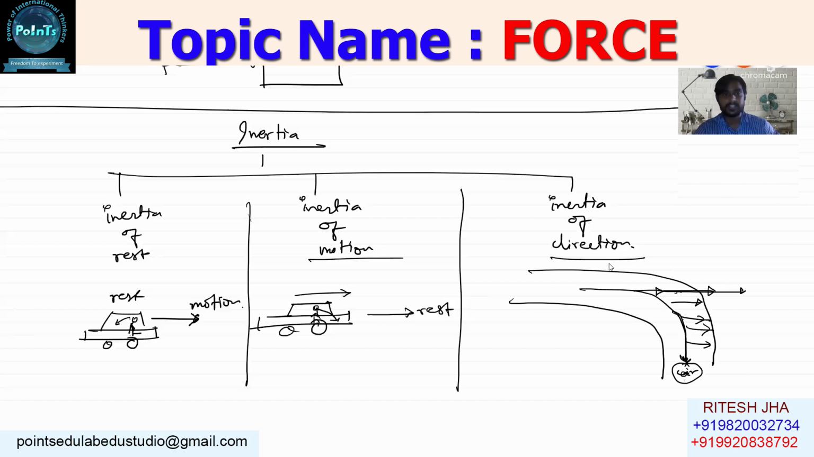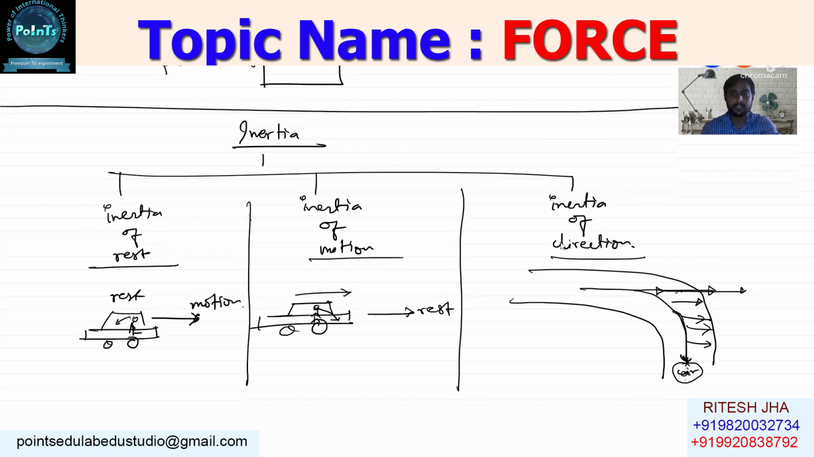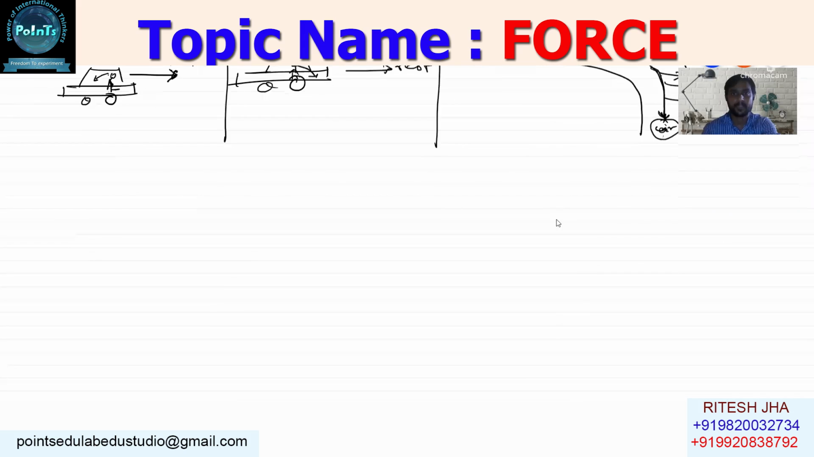So all these are basically the property because of which an object is resisting the change. You got it, right? Do you have any problem in understanding this part? No, I fully understand it.